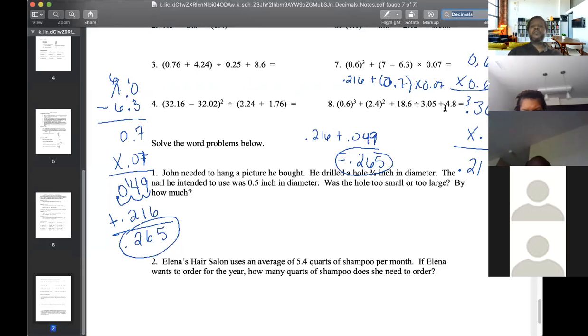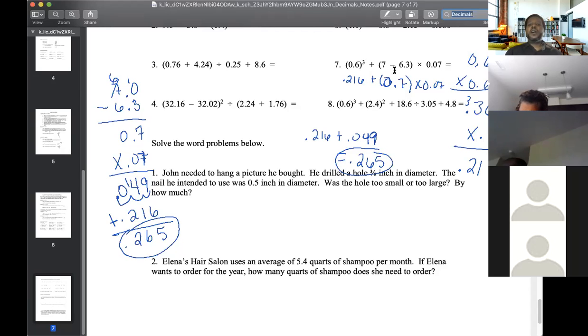So our first step, what we did first, or what you should do first, is look at the parentheses. We actually didn't necessarily do this first, but it's okay. What we should have done first was do the 7.0 minus 6.3 because that's in parentheses, and we get 0.7. The next step is to do the exponent, so 0.6 cubed. So 0.6 times 0.6 times 0.6, we got 0.216.